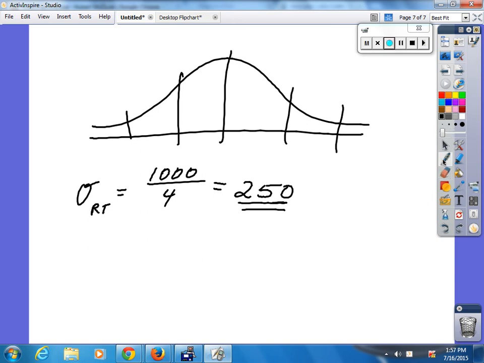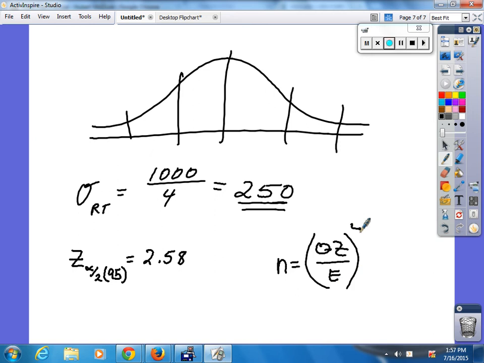Z sub alpha over 2 for a 99% confidence level is equal to 2.58. And what is our N equal to? N is equal to Z over E raised to the second power. Don't forget that second power. And that's going to be 250 times 2.58 over 100 raised to the second power.